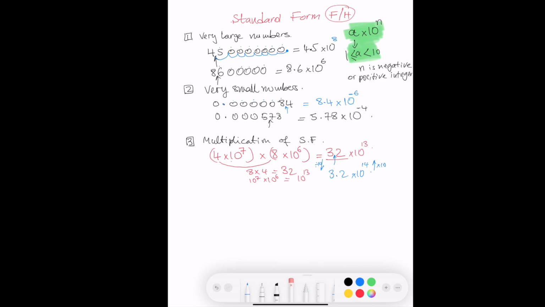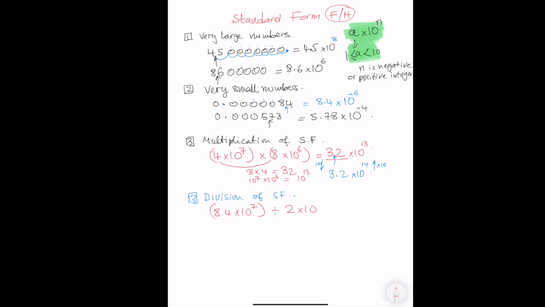And just another example, this is just to help you to revise for your exams. So let's say division of standard form now. Right, so dividing standard form, division of standard form. Let's say I have, for instance, 8.4 times 10 to the power of 7 divided by 2 times 10 to the power of 12.